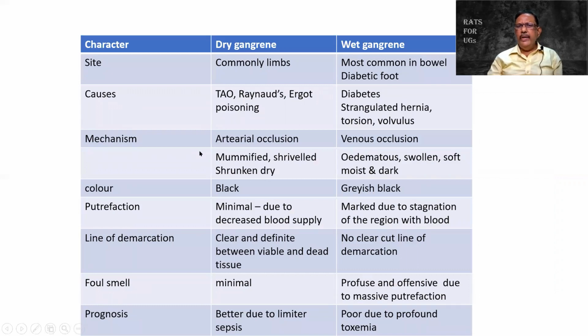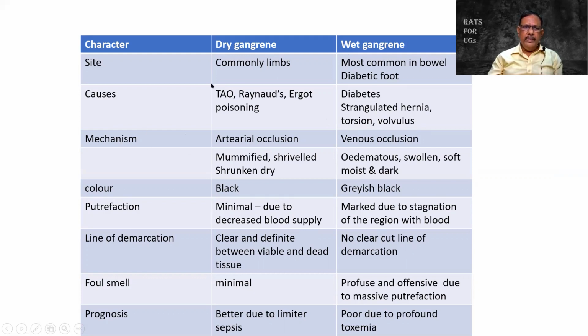What are the differences between dry and wet gangrene? This question has been asked 700 times in pathology. So these are the characters, please understand. Site. The dry gangrene is more common in the extremities. Wet gangrene is more common in the bowel. In the extremity, it is a diabetic foot that will go in for a wet gangrene. The causes are, as we have mentioned earlier, TAO, Raynaud's disease or ergot poisoning. Wet gangrene can occur in diabetes mellitus, a strangulated hernia, torsion of the testis or volvulus.